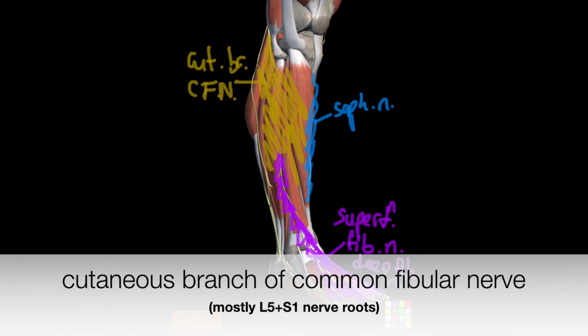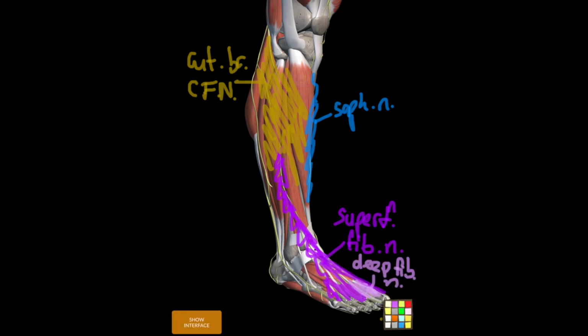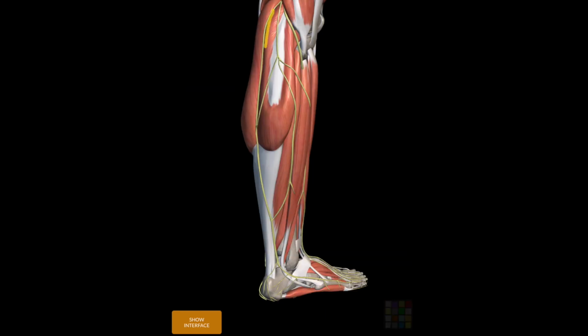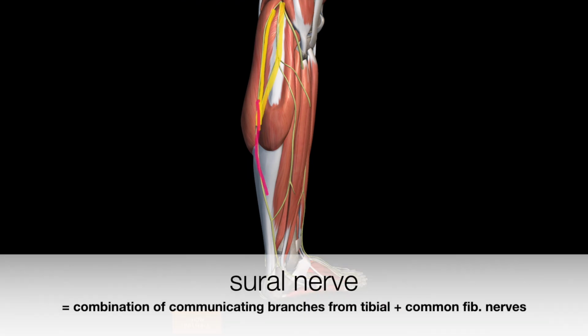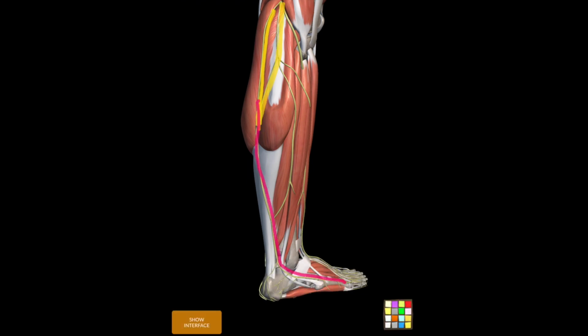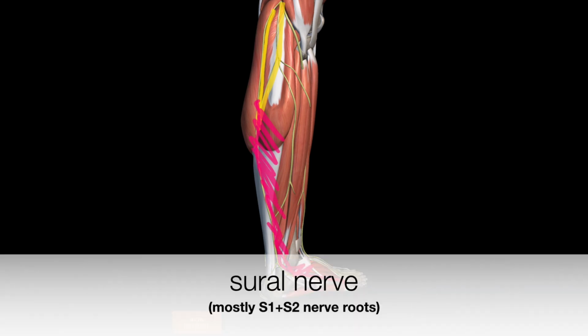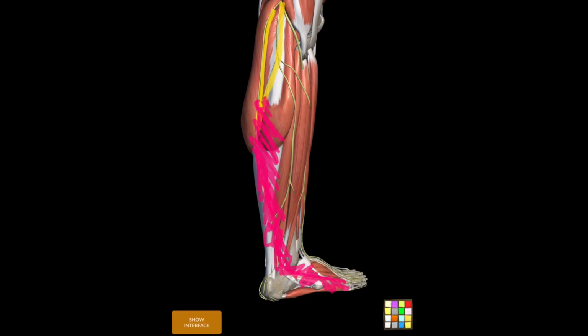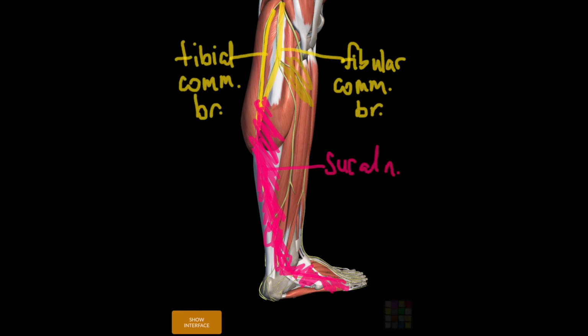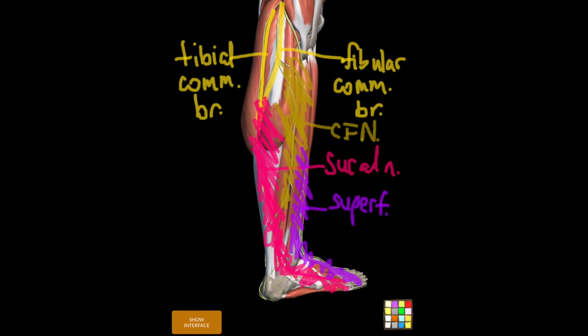More posteriorly, there is a nerve called the Sural Nerve, which is a combination of collateral branches from the tibial and common fibular nerves. They give off communicating branches to each other to form this Sural Nerve, which is a cutaneous nerve of the posterior and lateral part of the inferior half of the leg, and also the lateral part of the foot. It's a bit of a mouthful. This again would just be common fibular nerve. Last one.